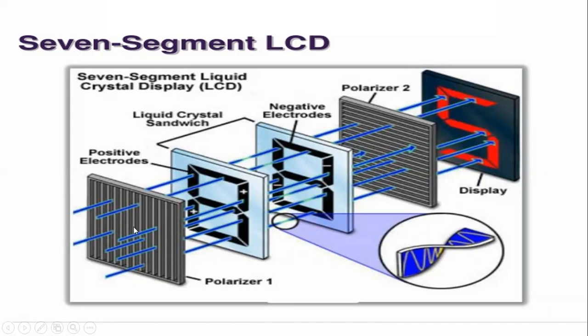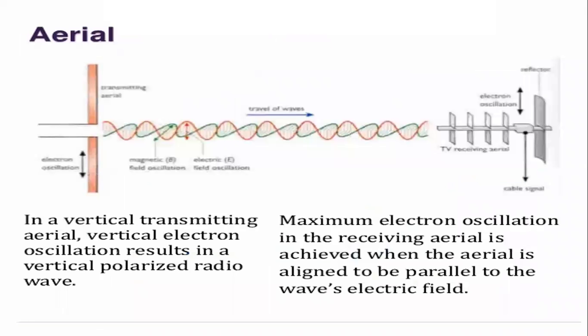Here the first polarizer and the second polarizer effect, how things are going on. That is mentioned here: how the positive electrodes are coming, how the crystals are there, how the negative electrodes are coming, how the second polarizer comes, and finally we are observing a digital display. So these are the effects by which you can easily observe the effect of polarization.